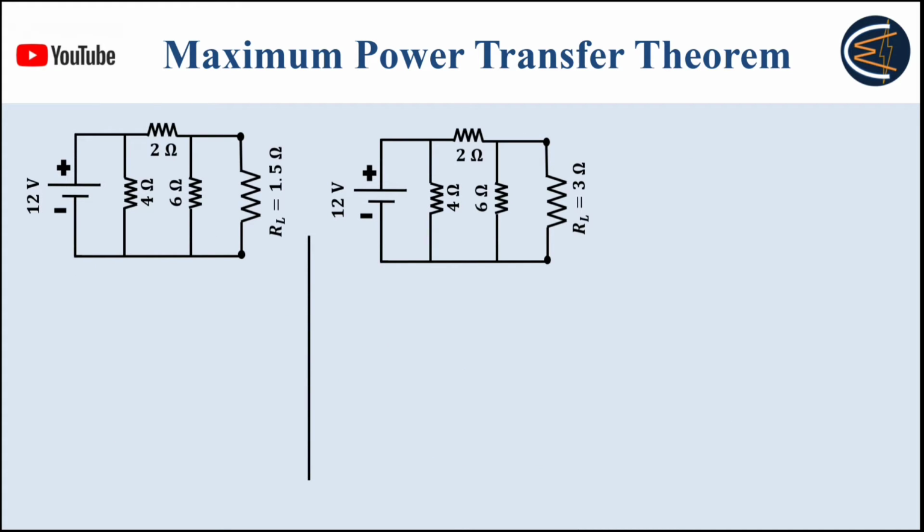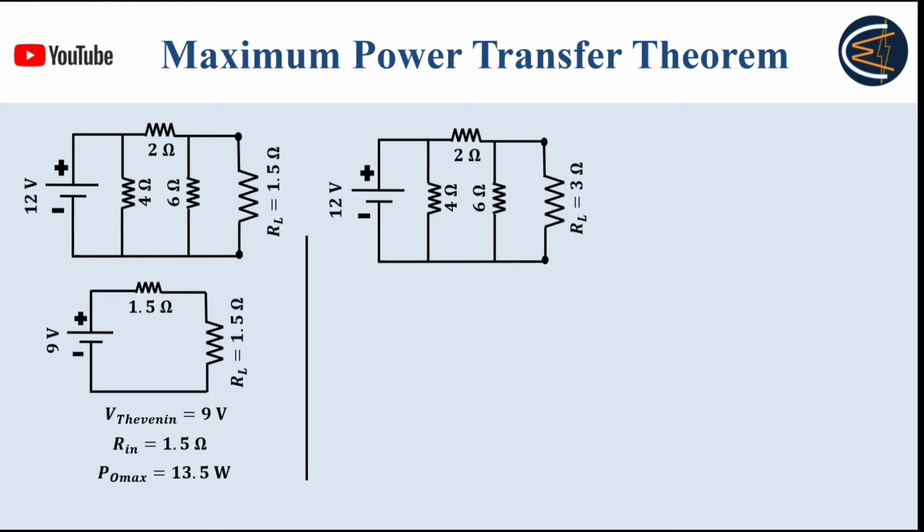So now we'll see the numericals, okay. So here I have given two circuits. Here the internal part is the same for both these circuits, but the load resistance is different, okay. So first let's discuss the first circuit. As you can see here, you need to first convert this complicated circuit into a simple one.